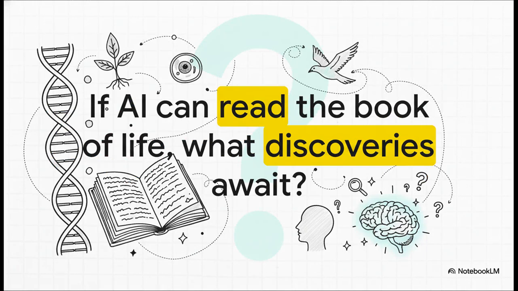It really feels like for the first time we have a tool that is starting to read the book of life with real fluency. It's beginning to understand the deep grammar that connects not just you and me, but humans and animals and even plants. We've moved from just spelling out the letters to actually understanding the sentences. And that leaves us with a pretty exciting question. What are we going to discover in the next chapter?